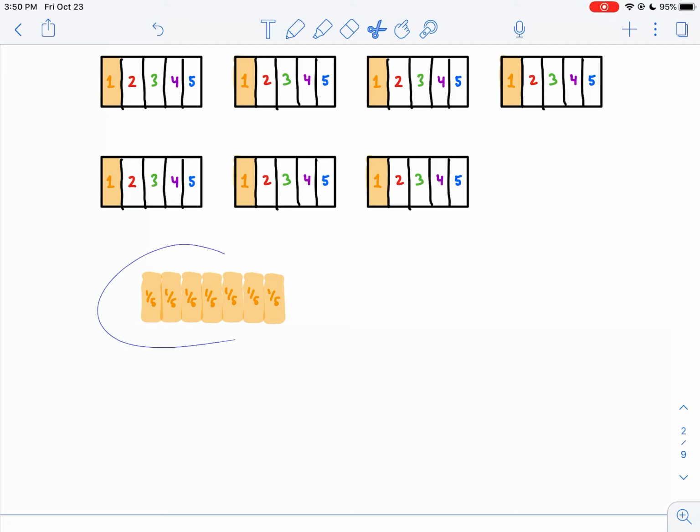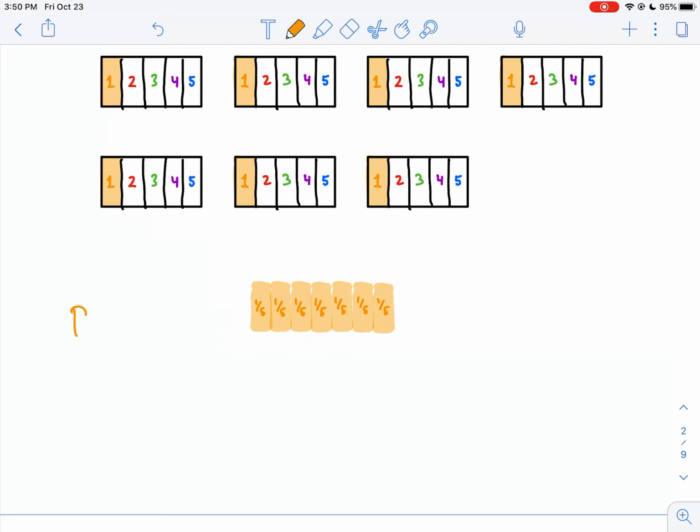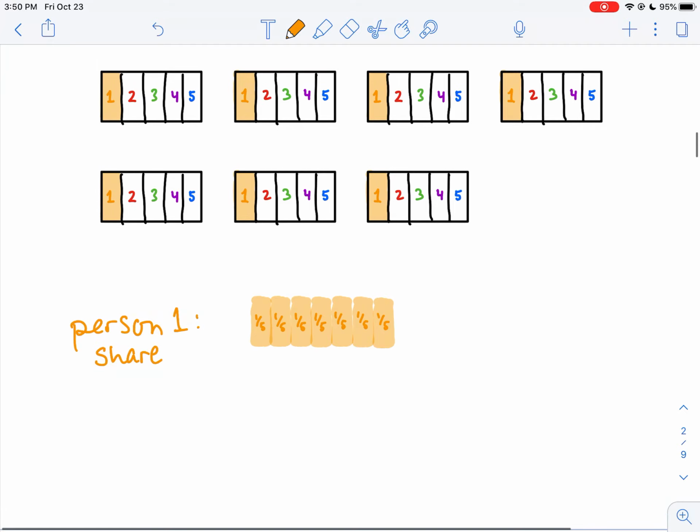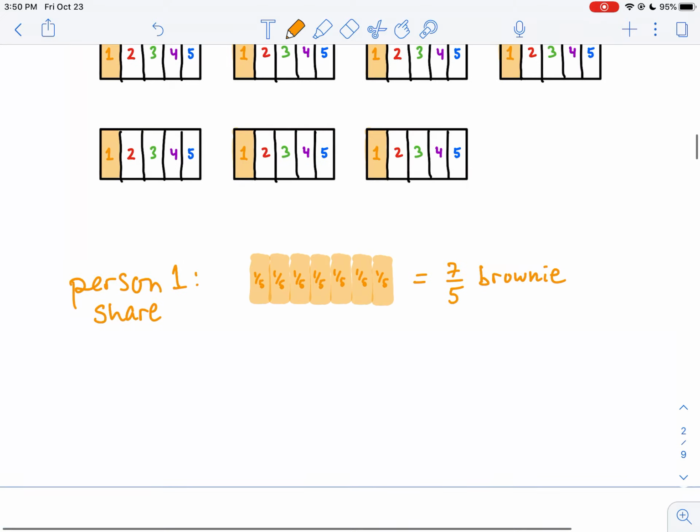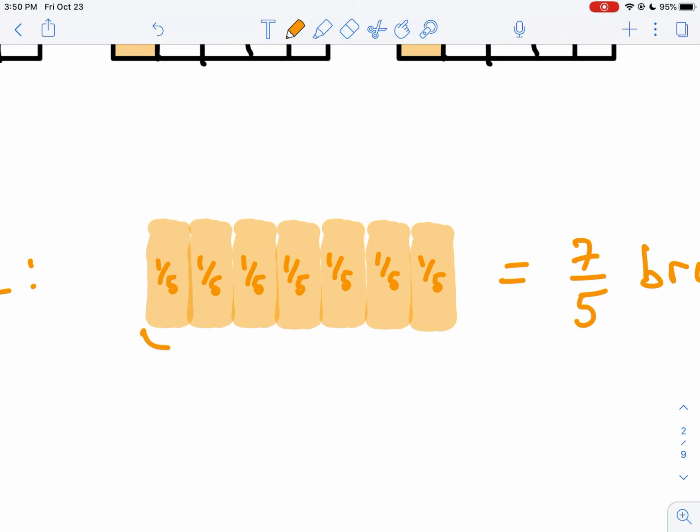And this is what person 1 gets. The person 1 share gets this much brownie, and we say that this represents a total. You can say it's 7 copies of 1/5 of a brownie, or you can just say it's 7/5 of a brownie. And some of you will notice that if you take 5/5 and put them together, that makes 1 brownie, 1 whole brownie.